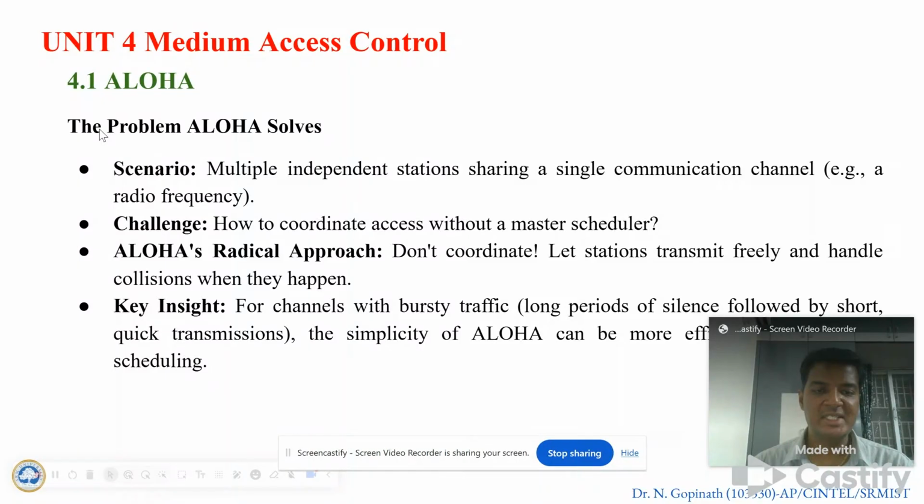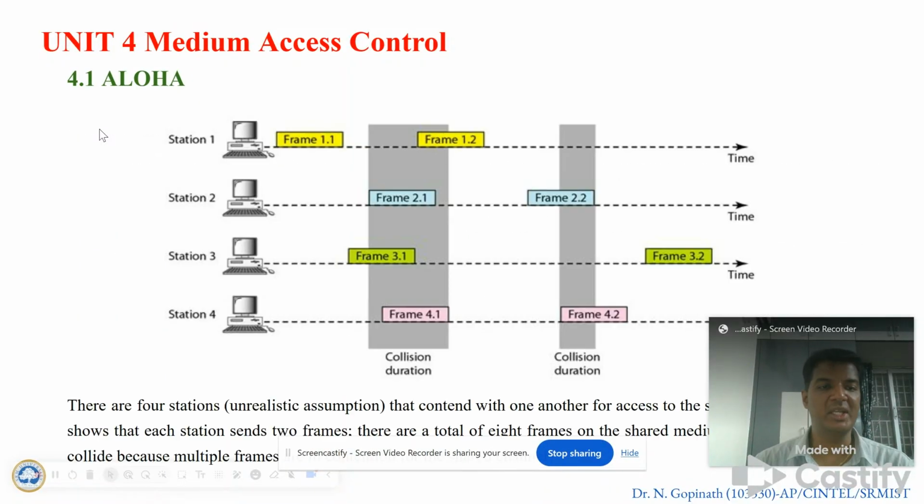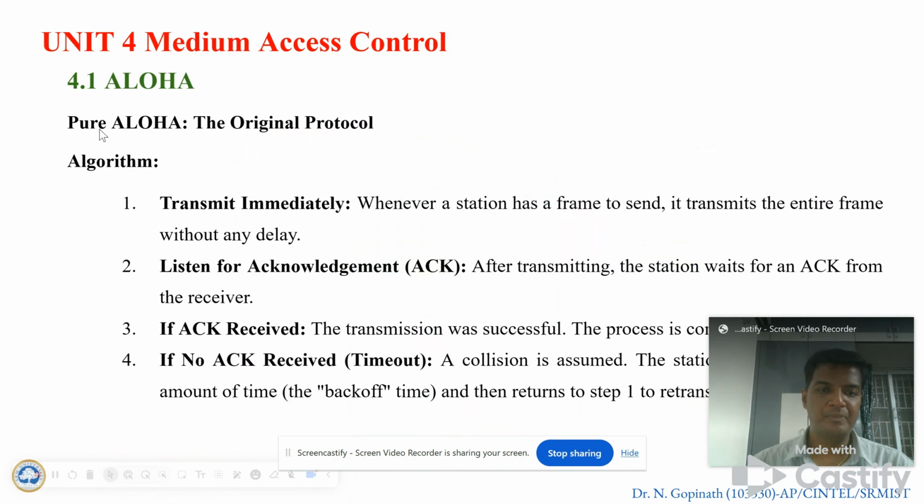So the key insight here is, for channels with bursty traffic, the simplicity of Aloha can be used more efficiently than scheduling. So here is a diagrammatic representation of how the Aloha format works. Here the algorithm for Aloha is given. Transmit immediately. Whenever a station has a frame to send, it transmits the entire frame without any delay.